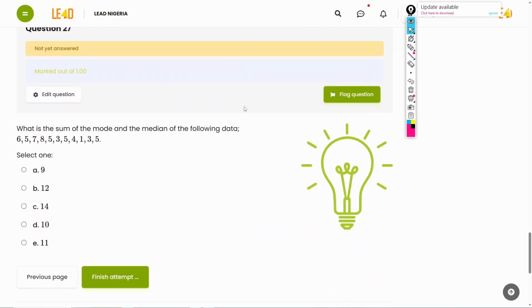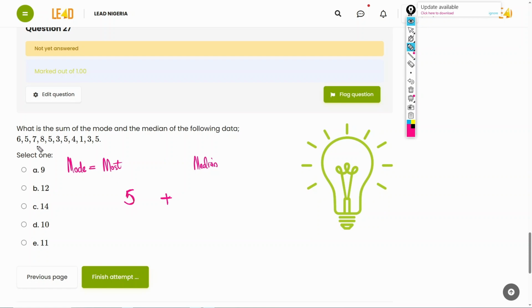Okay, 27. And the final question in this video, it says, what is the sum of the mode and the median of the following data? Okay, so we need to find the mode and the median. And then we're going to add them up, right? So we already established that mode means the most occurring number. Whatever number or digit occurs the most in the set is the mode. If we look at this now, I think the mode is 5. 5 occurs 1, 2, 3, 4. Right? So the mode is 5.